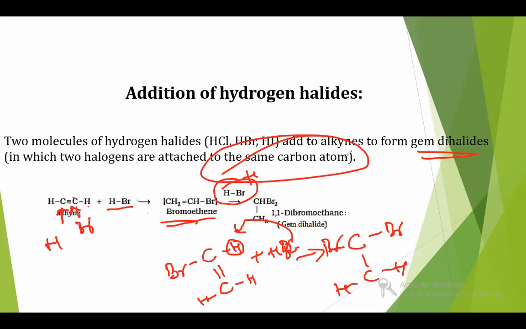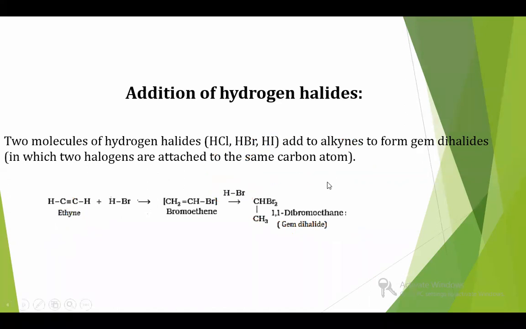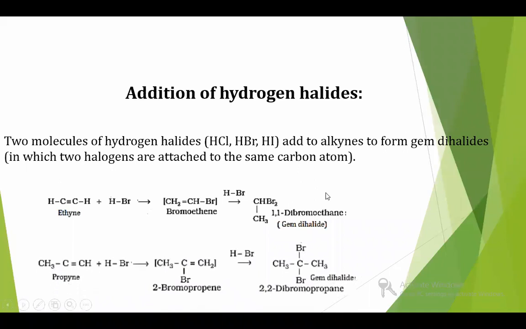Not only this, instead of a symmetrical alkyne, you can take propyne. In the case of propyne, addition to an unsymmetrical alkene follows Markovnikov's addition. The negative part of the adding molecule adds to the carbon containing the lesser number of hydrogen. Out of these, one carbon has one hydrogen and the other has three hydrogens. Bromine attaches to the one with fewer hydrogens. If bromine attaches to this, a double bond is formed. The triple bond becomes a double bond.